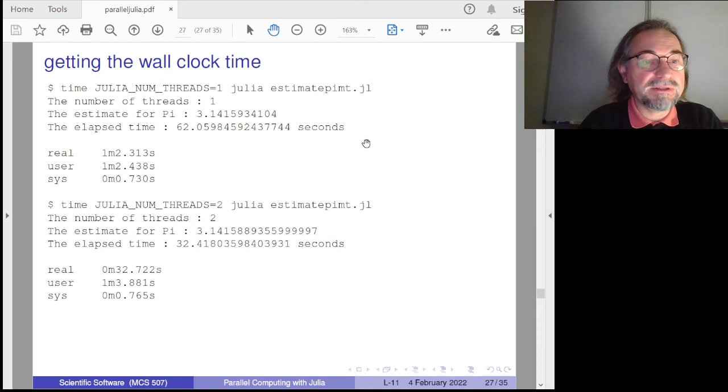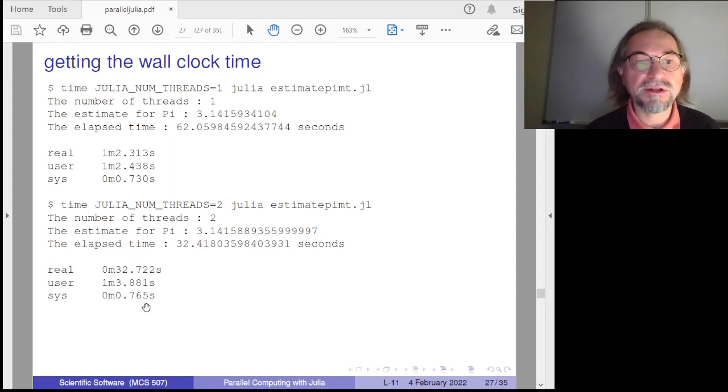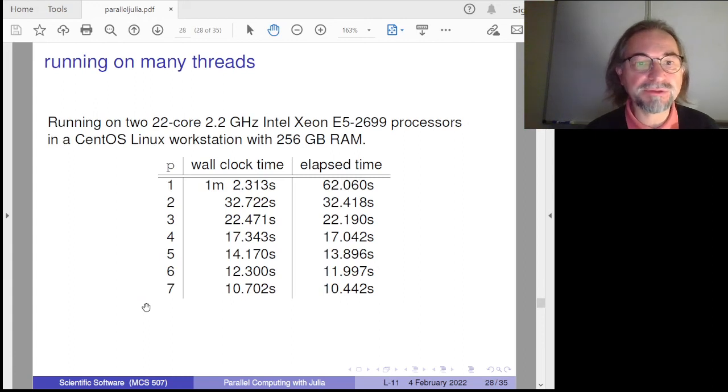In any case, you see the system time is actually the same as with 2 threads. So it's still less than a second. There's a lot less overhead with multi-threading, and that's the main point here. This was still done on the same workstation, but here I was a little bit more frugal with the number of processors, and you see that the speedups are actually quite good. We get from 1 minute to 10 seconds.